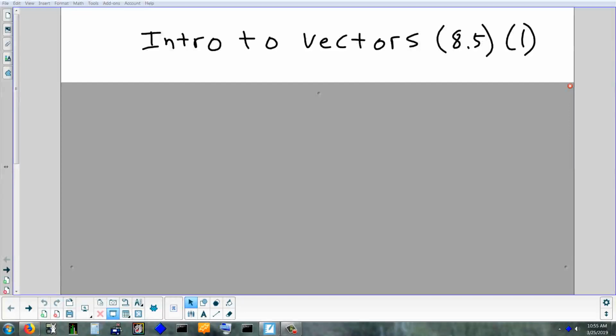All right, so this week we're going to take a look at vectors. Okay, I put the section from the book on the board. This is 5.4 if you're in the packet.